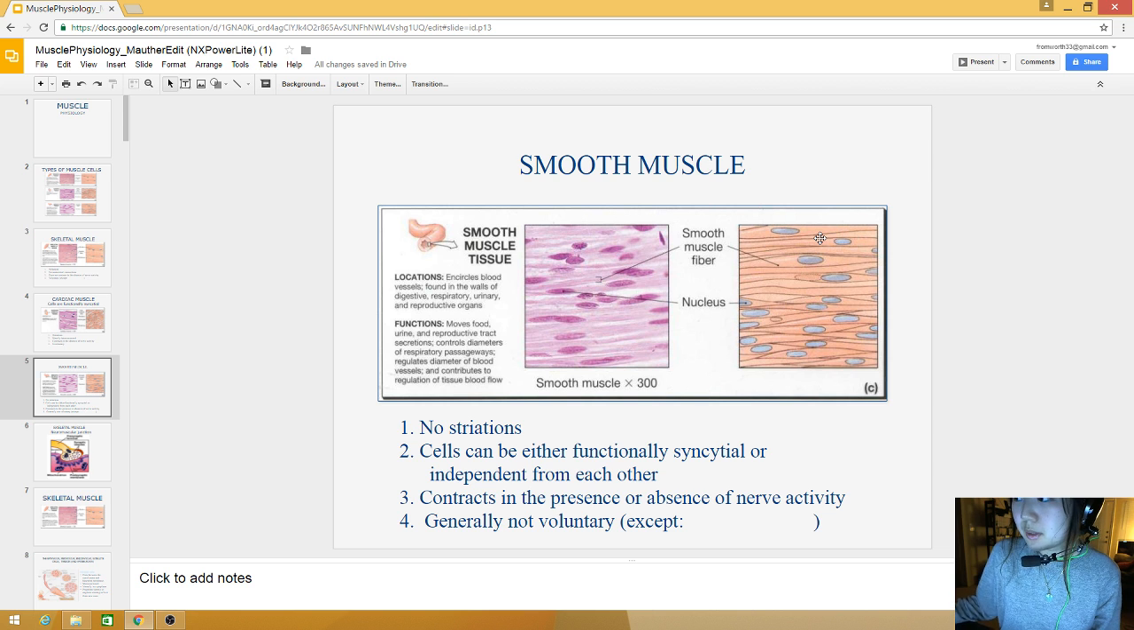For smooth muscles, they have no striations and they're super tiny. The smooth muscle cells can either be functionally syncytial or independent from each other. And in cases where the muscles are independent from each other, they would need nerve activity to be able to contract. So smooth muscles are generally involuntary except for the bladder.